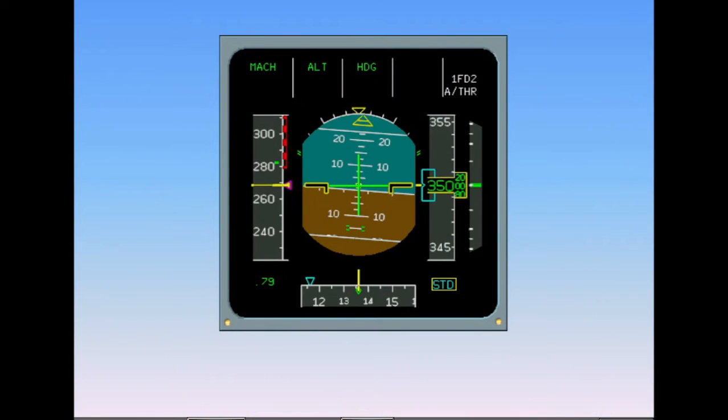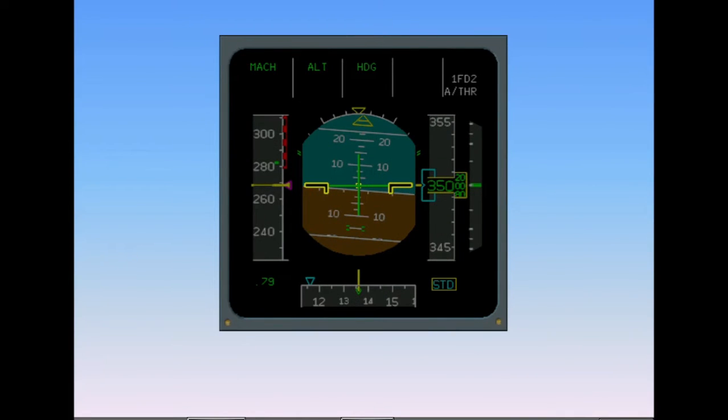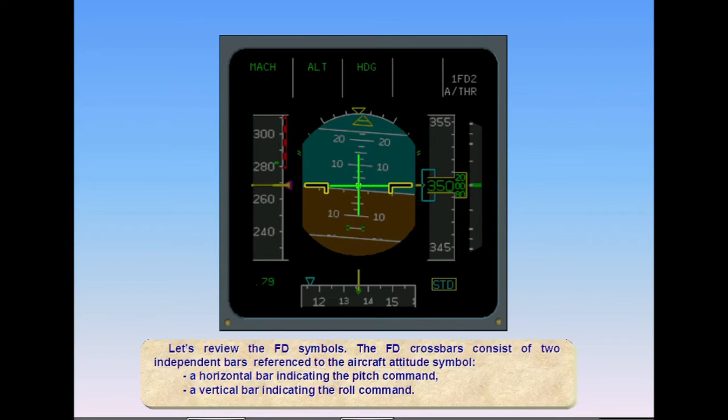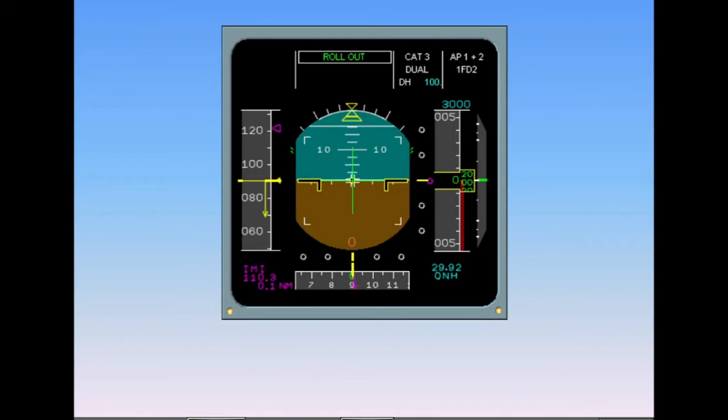Let's review the flight director symbols. The flight director crossbars consist of two independent bars referenced to the aircraft attitude symbol, a horizontal bar indicating the pitch command, and a vertical bar indicating the roll command. If the runway is equipped with a localizer or an ILS, the roll bar is replaced by a ground roll guidance command bar for takeoff and landing rollout. The bar assists the pilot in tracking the runway centerline in low visibility conditions.